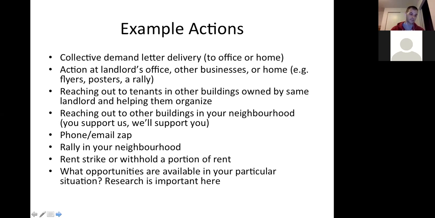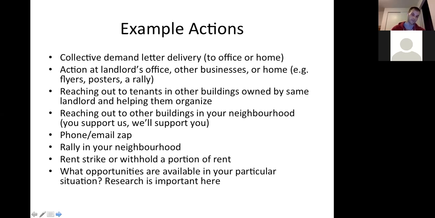Another way to organize is at the neighborhood level. That means reaching out to other buildings in your neighborhood who might be experiencing the same thing, who might have experienced it in the past, or who might experience it in the future, and seeing if they'll support you and your neighbors in your fight, with the understanding that you'll support them in the future. There are certain benefits to organizing with other tenants who have the same landlord, but there are also certain benefits to organizing with tenants who are in your neighborhood. And sometimes even if you have different landlords, there are ways that your neighbors might be able to support you that someone across the city can't. So sometimes that could be helpful for your organizing or for your campaign.